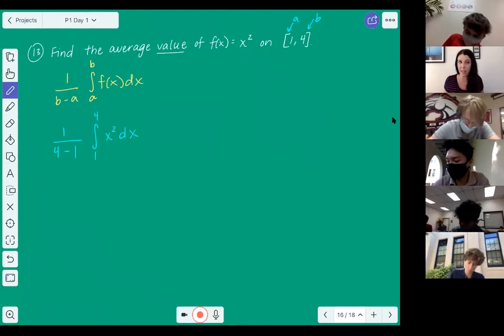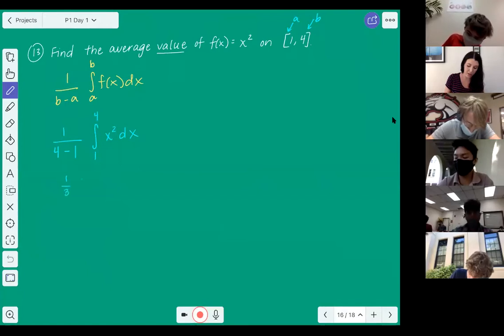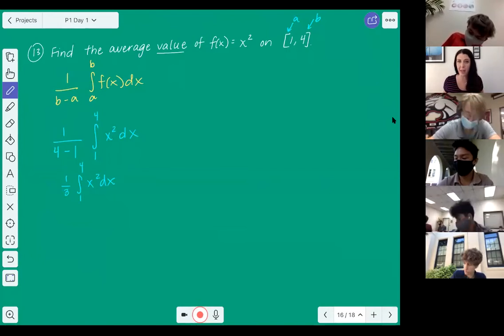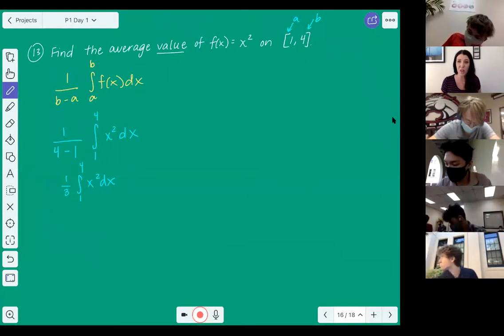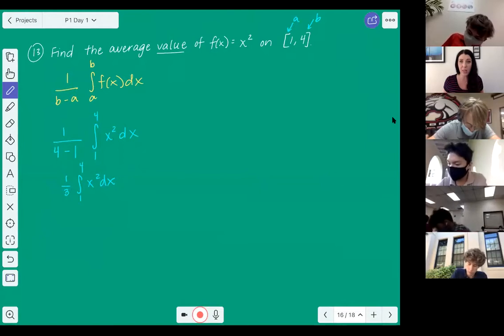Now we can simplify this a little bit. That 1 over 4 minus 1 is just the same as 1/3. So we have a constant out in front, which we're just going to apply later. Now I chose sort of an easy antiderivative. We don't have any u-sub on this one. We can just use the power rule to evaluate this, and we're taking that integral from 1 to 4.